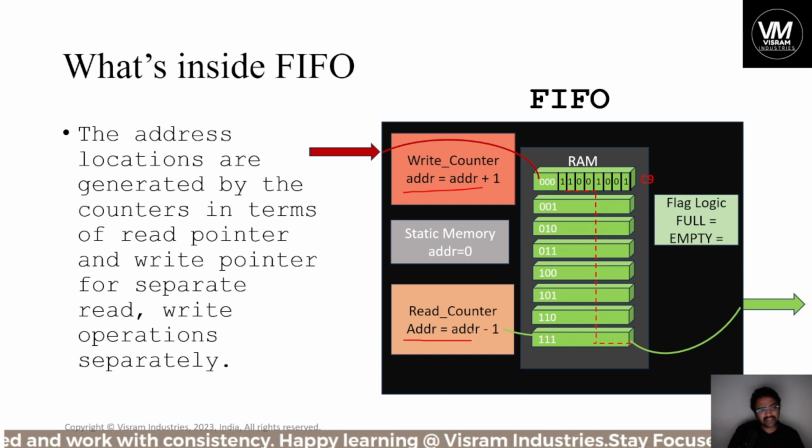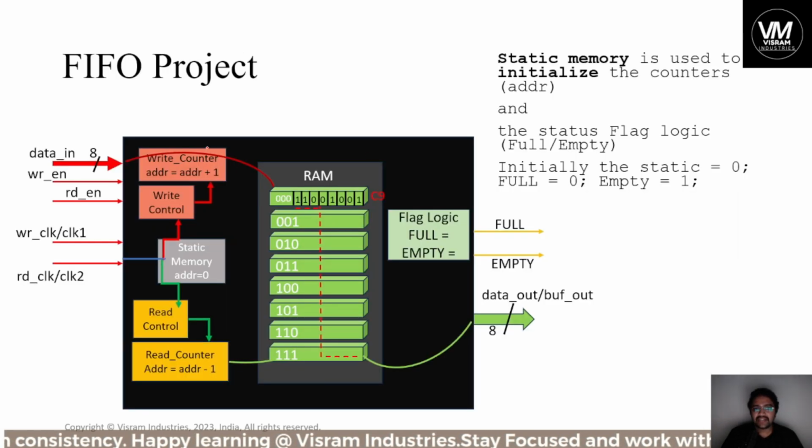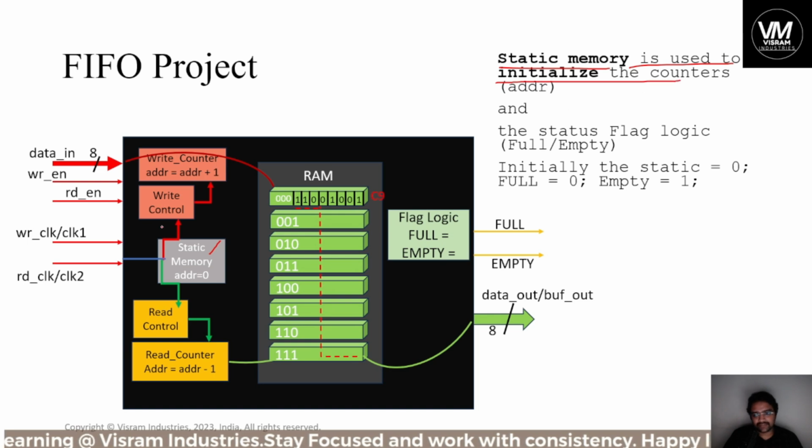And why do we have read counter separate and write counter separate? We will get to know in the coming slides. Now we have static memory. What is static memory doing here? Static memory is used to initialize the counters. For example, in the initial state, the counter is 0. And these are the inputs and outputs. I'll explain, but understand, static memory is used to initialize the counters.